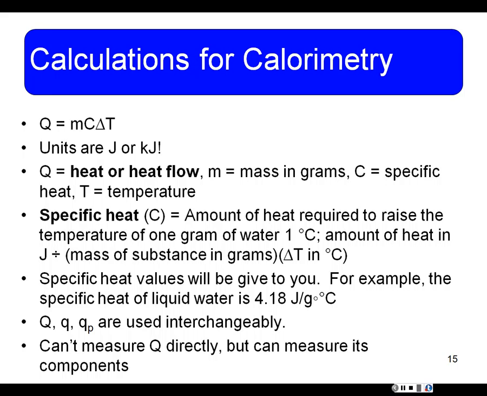Okay, specific heats of different substances are known values, so they're given in tables for just about anything you can think of. I will give you these values. You won't have to find them or memorize them. One that you'll probably memorize anyway is water, because we use it the majority of the time. The specific heat of water is 4.18 joules per gram degree C.